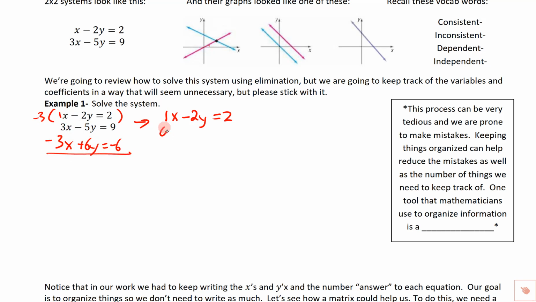So I get no x's, so I'm going to write down 0x. Those are eliminated like we want. And then I'm going to get 1y, so I'm going to put plus 1y here. And then over on this side, we end up with a 3, because 9 minus 6 is 3.